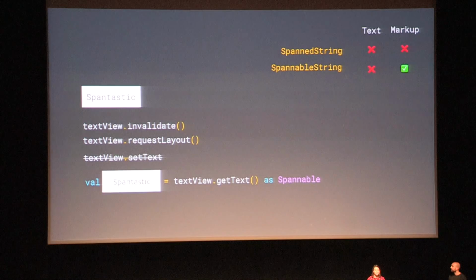For example, here, because we're changing the typeface, this is a metric-affecting span, so we need to call requestLayout. But if we would just change, let's say, the color, invalidate would be enough, and it would just trigger a redraw.